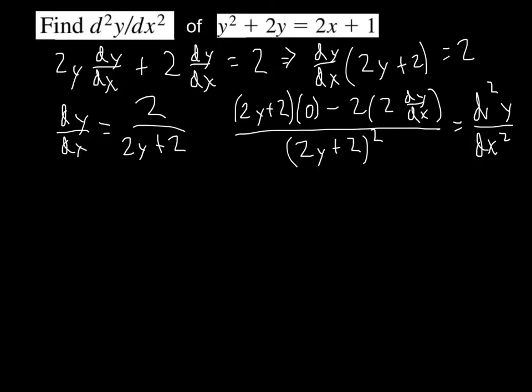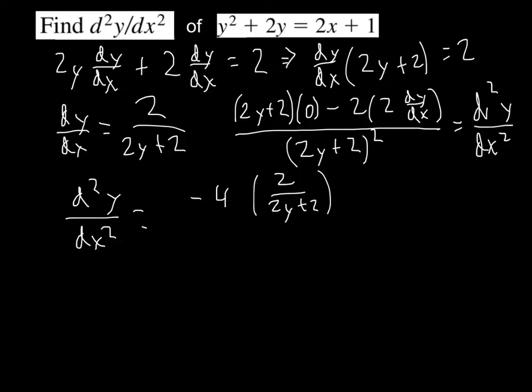At this point, I already know dy/dx over here, so I can just substitute in place of dy/dx. So I can rewrite it as the second derivative of y in terms of x is equal to, well, I know that that just cancels to 0, so it's going to be negative 4 times 2 over 2y plus 2. So I just substituted in place of dy/dx over here.